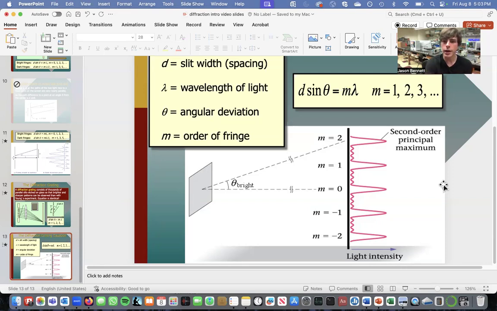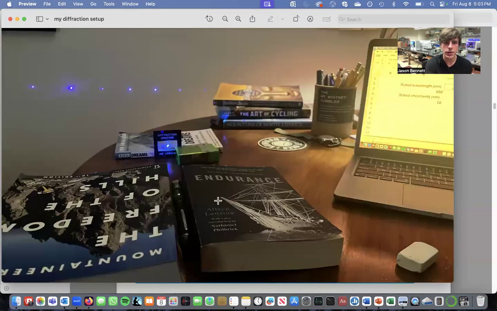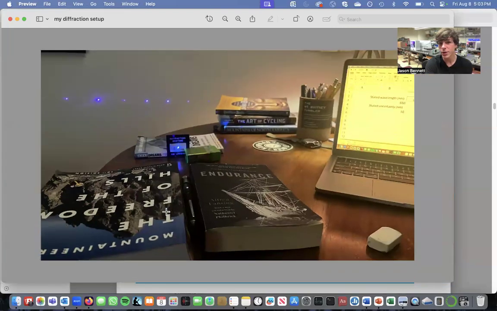So again, that is what my setup looks like. I'm not really supplying you with any of this stuff. I'm just going to say here, here, and then you are going to use some random things around the lab.